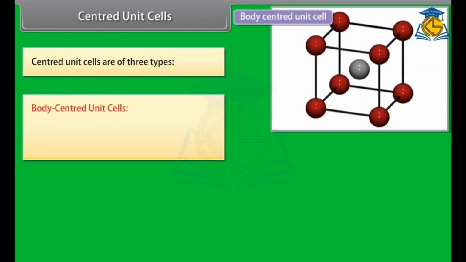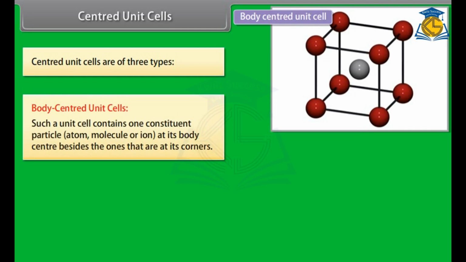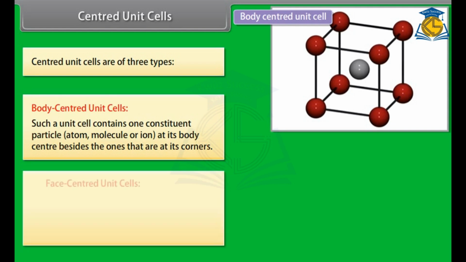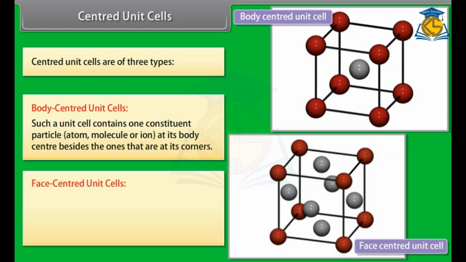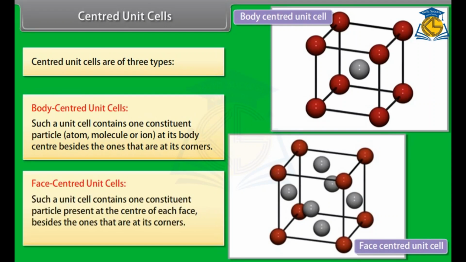1. Body-centered unit cells. Such a unit cell contains 1 constituent particle (atom, molecule, or ion) at its body center besides the ones that are at its corners. 2. Face-centered unit cells. Such a unit cell contains 1 constituent particle present at the center of each face besides the ones that are at its corners.